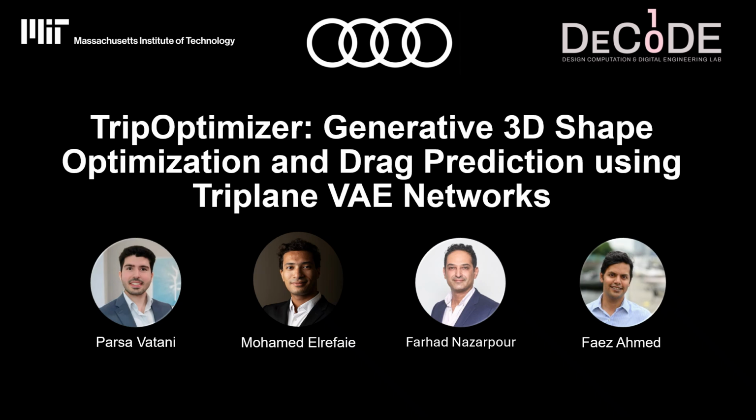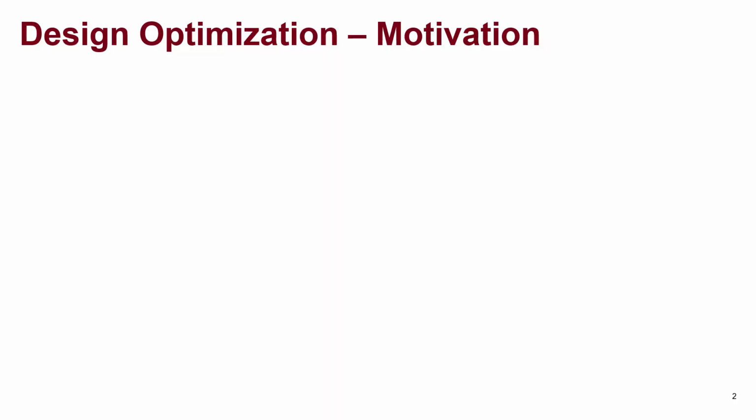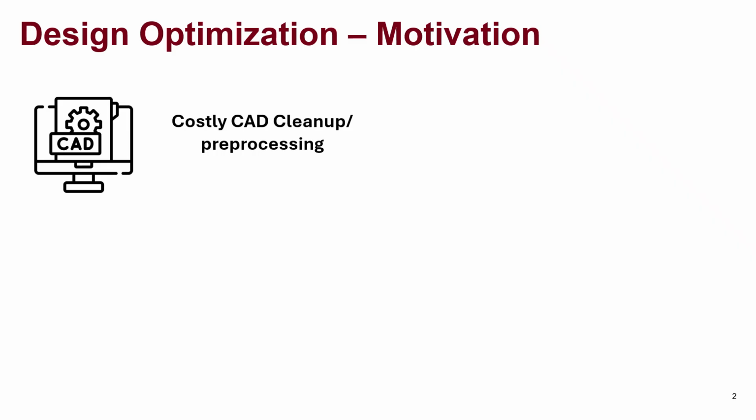We introduce TripOptimizer for generative 3D shape optimization and drag prediction using triplane variational autoencoder networks. Current aerodynamic shape optimization is limited by computational and geometric constraints. Watertight manifold geometry is required.